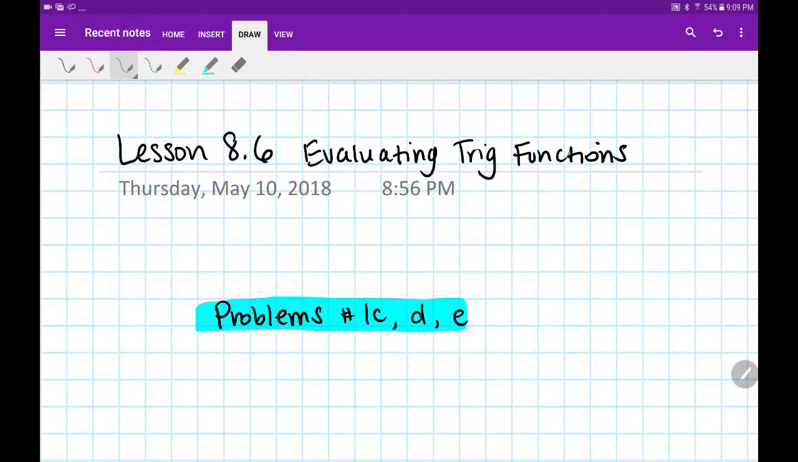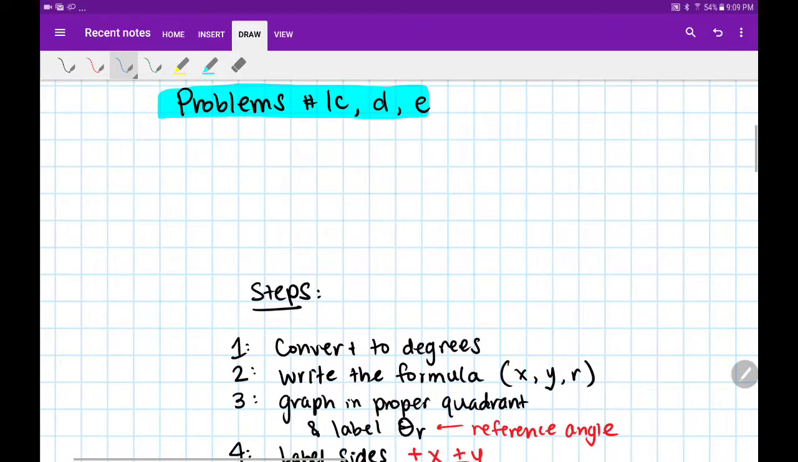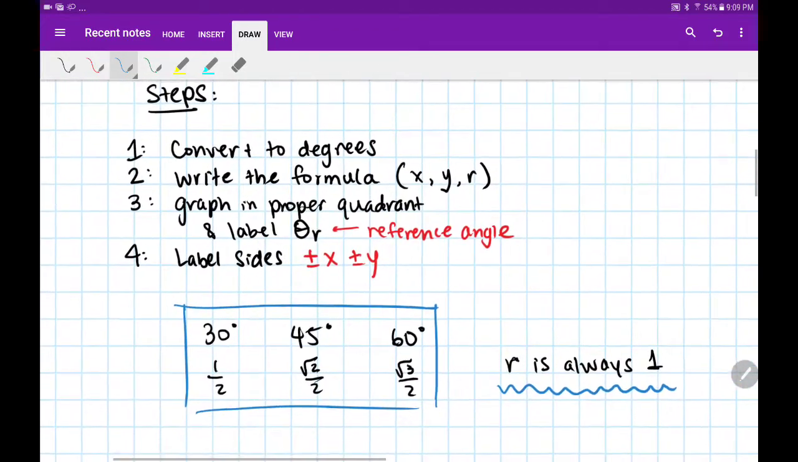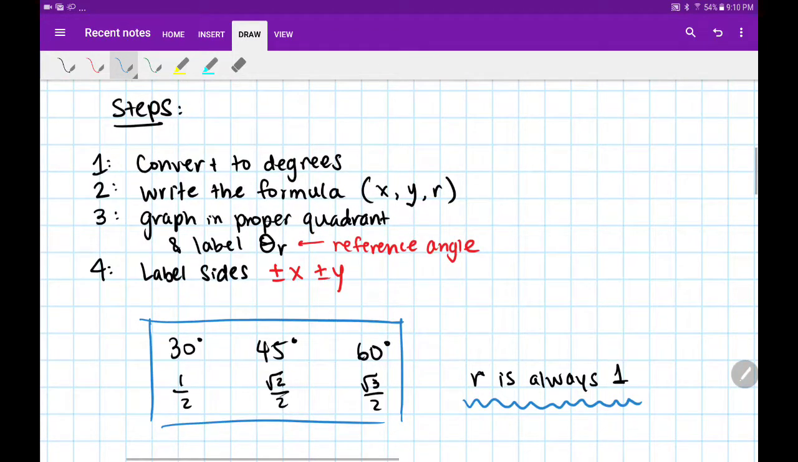We'll be evaluating trig functions with these three problems from number 1. Before we jump into it, let's lay out some basic steps that will guide us through the entire homework. To evaluate trig functions, especially in radians, we have this initial step. We have to convert from our radians to degrees.